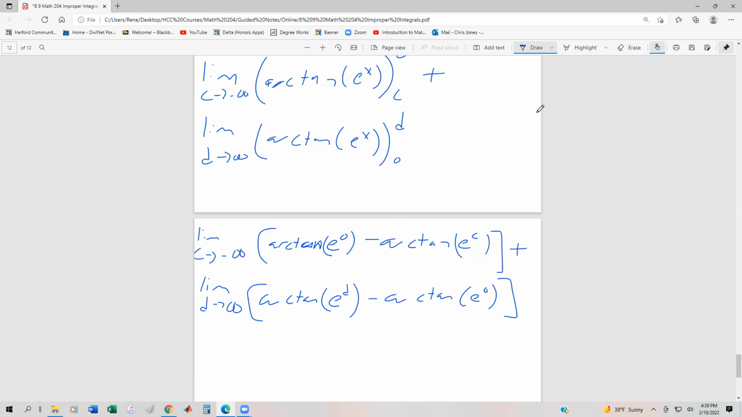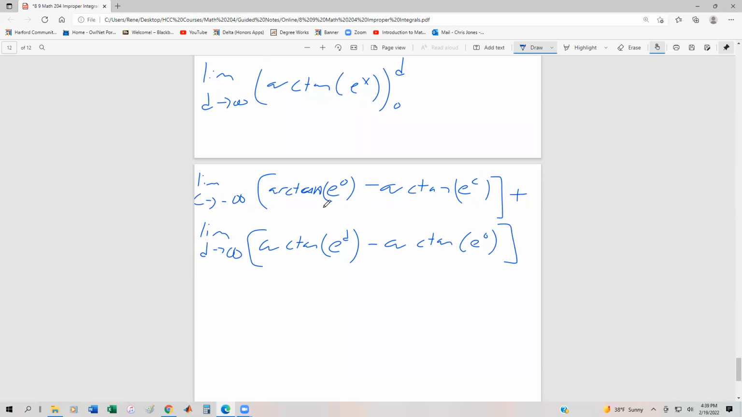Now, some good news, if there is any good news. I want you to notice that we have a positive arctan e to the 0 and a negative arctan e to the 0. Those are going to cancel each other out. All right, so that helps out. And by the way, arctan of 1 is just going to be pi fourths. So in reality, this just becomes pi fourths minus pi fourths, which are going to cancel each other out.